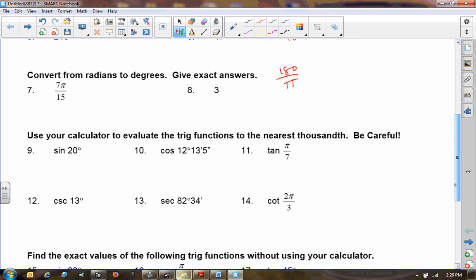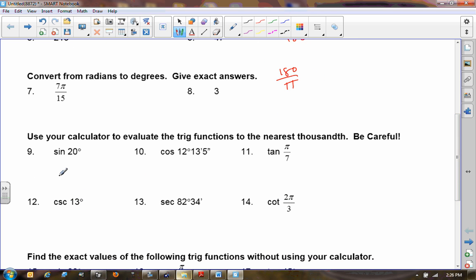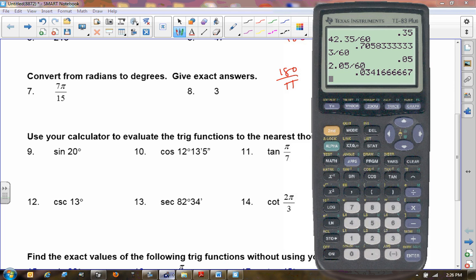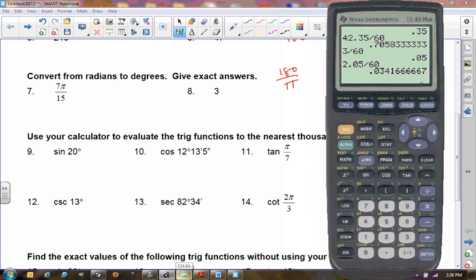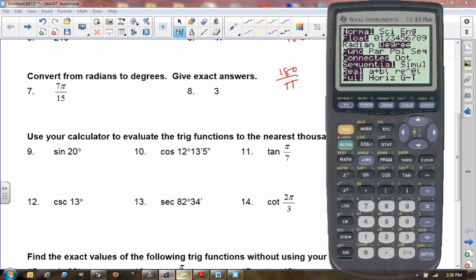Use your calculator to evaluate. Make sure you are in degree mode for these, and in radian mode for the other ones. For 11, your calculator has two modes. It's either degree or radian. It's a degree, so my mode should say degrees. So I would do 9 and 12. 10 and 13, got to do some converting to decimals here first. 11 and 14, I got to change this to radians, so I'll come back to that in a second.